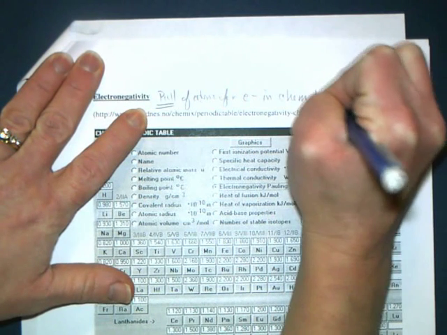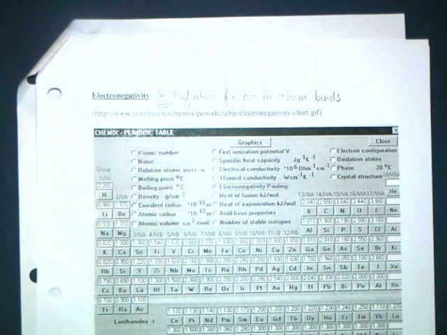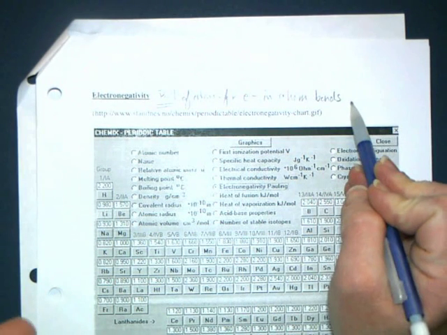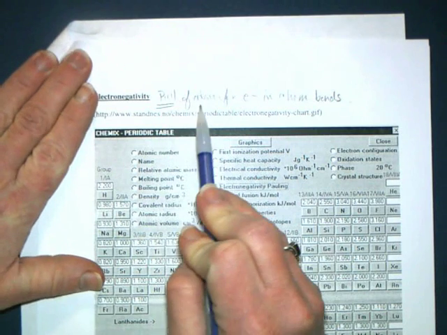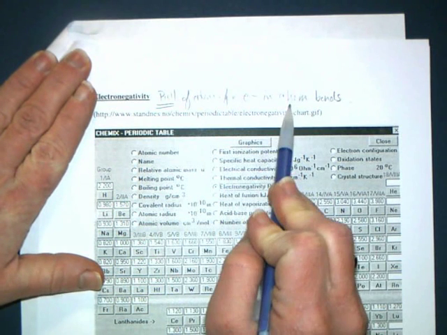All the other periodic trends looked at the atom all on its own: atomic size, the energy to remove an electron, the energy released when an electron was added. Looking at an element all on its own. Here's the interaction of an element with another element. The pull an atom has for electrons in a bond.